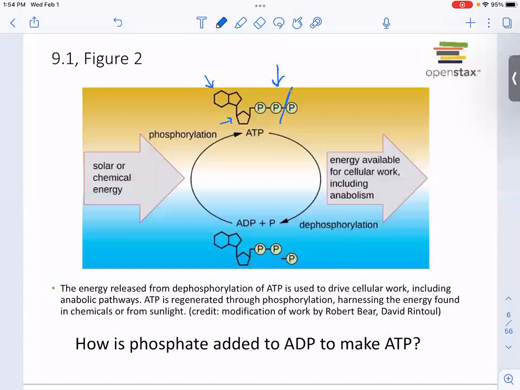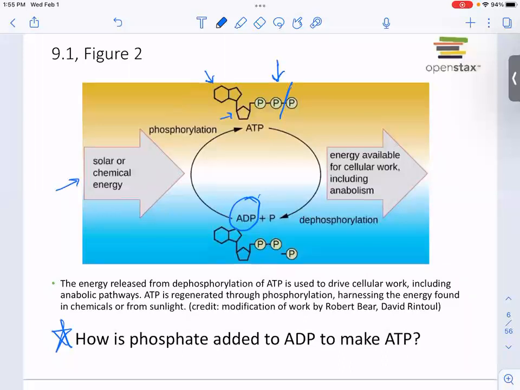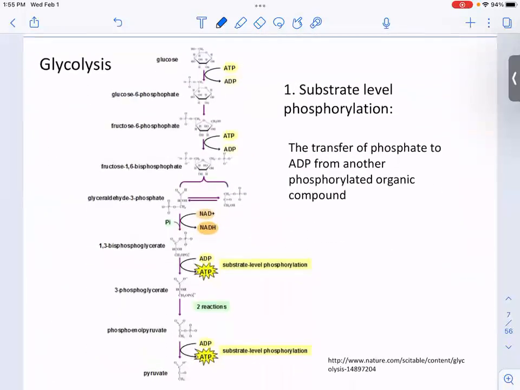When you break one of those bonds, you're left with ADP, and that can cycle back and get another phosphate added to it, either by some chemical energy or energy from the sun. Now, there are 3 different ways that a phosphate can be added to ADP. We call that a phosphorylation, when a phosphate is added to make ATP. Let's talk about those 3 different ways. We're really only going to mention 2 of them moving forward, but we'll at least talk about all 3 of them. The first is called a substrate level phosphorylation.